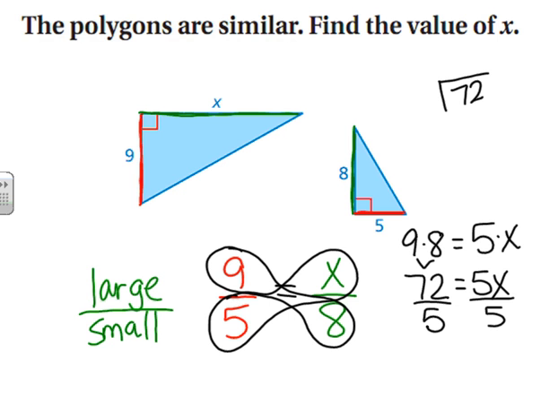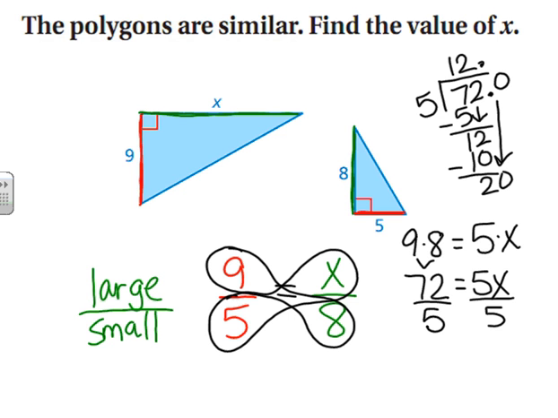72 divided by 5. 5 goes in one time. 5 goes into 12 twice. And now we're going to add a decimal point so we can bring down the 0. And 5 goes into 20 4 times. So we get a value of 12 and 4/10 for x. There are no units labeled, so for this one it's okay to leave that off.